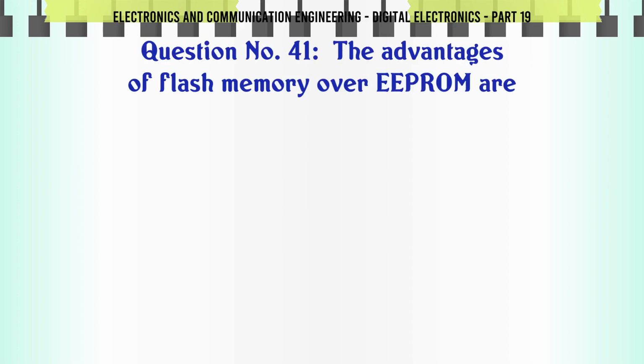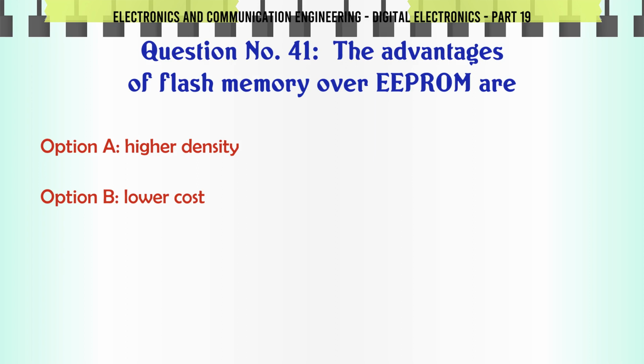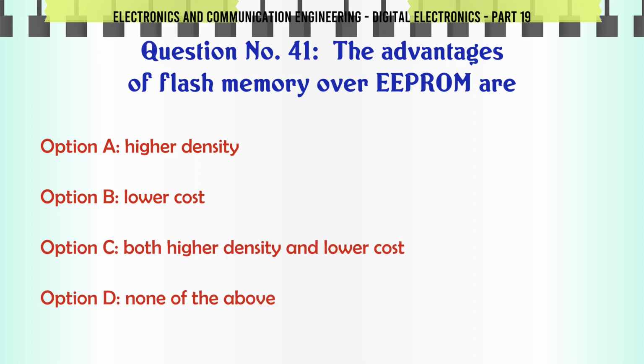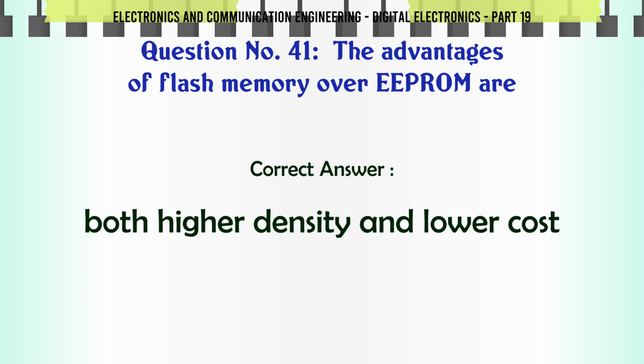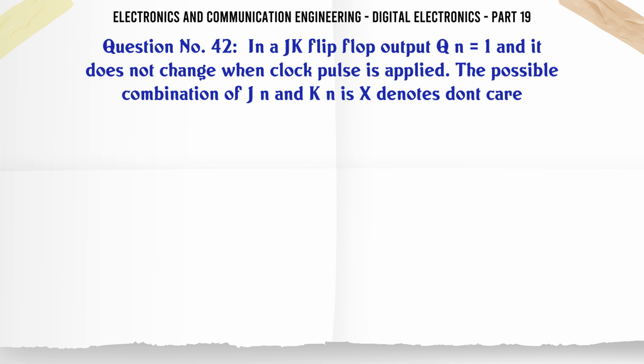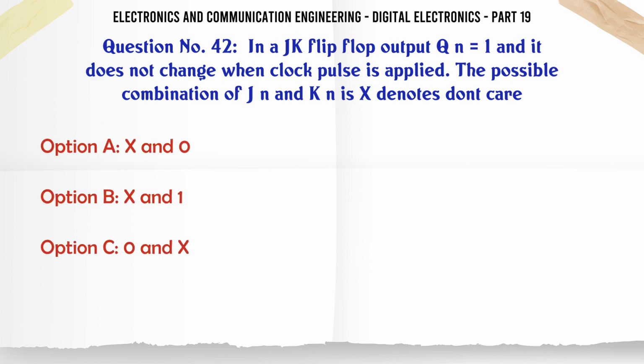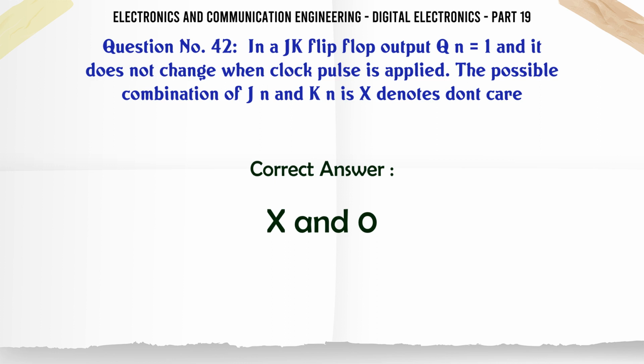The advantages of flash memory over EEPROM are: A. higher density, B. lower cost, C. both higher density and lower cost, D. none of the above. The correct answer is both higher density and lower cost. In a JK flip-flop, output Qn = 1 and it does not change when the clock pulse is applied. The possible combination of Jn and Kn is (X denotes don't care): A. X and 0, B. X and 1, C. 0 and X, D. 1 and X. The correct answer is X and 0.